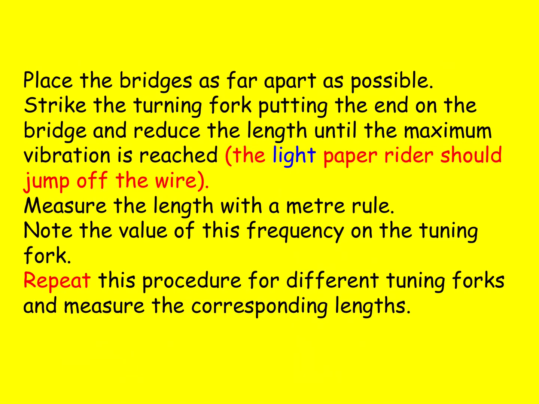Okay, so you place the bridges a long way apart, strike the tuning fork, put it on top of the string, and then you move the little bridge until the paper rider, the very light paper rider, jumps off. You can almost call that a precaution, the fact you have a light paper rider. You measure the length with a meter rule. Remember, you've got a meter rule. You've got to avoid parallax when reading the meter rule, so there you have a precaution.